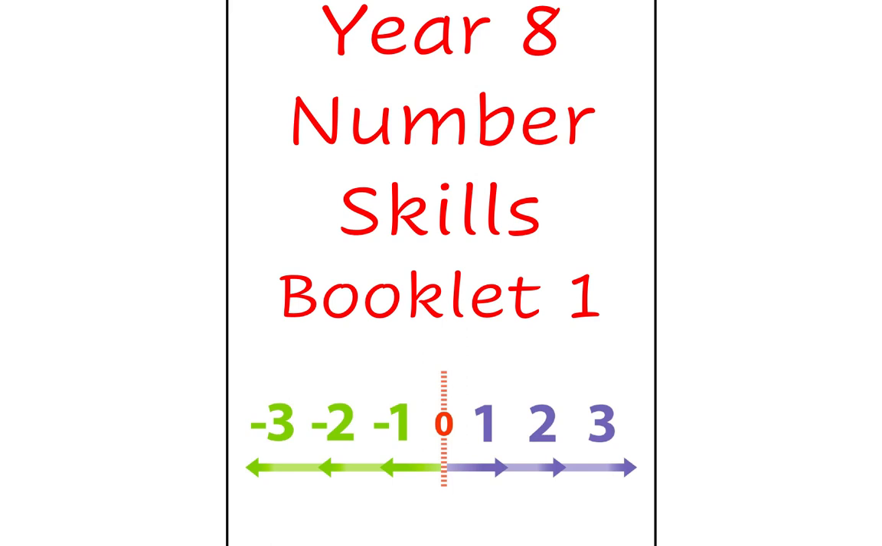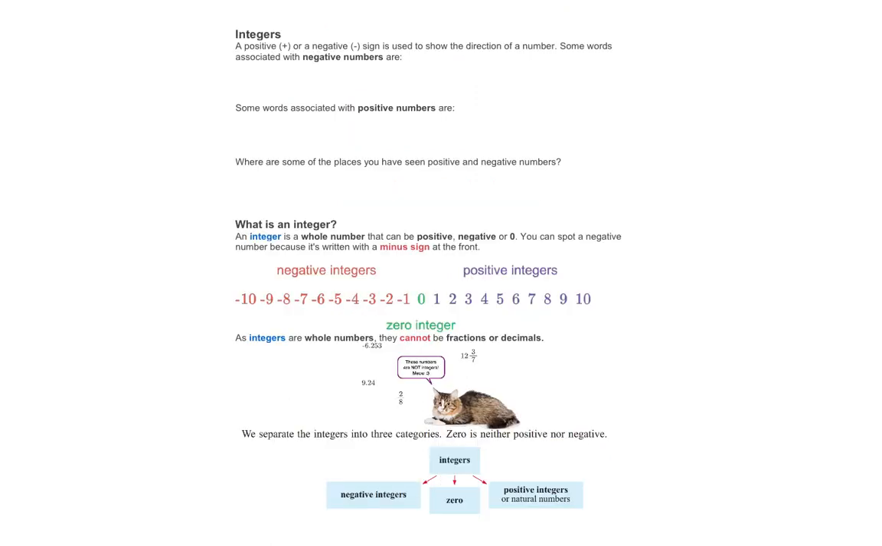So this is the workbook that you should have, Year 8 Number Skills, Booklet 1. Okay, so our first topic is called integers. An integer is a whole number, so not a fraction and not a decimal. And we have positive numbers and negative numbers. And we have negative signs in front, so a little dash for numbers that are negative. And positive numbers, we don't write a plus sign.